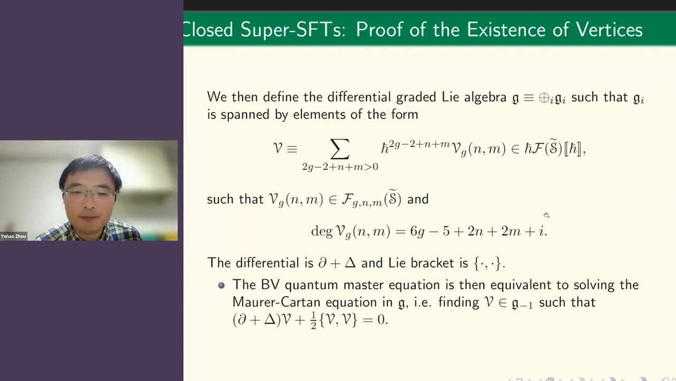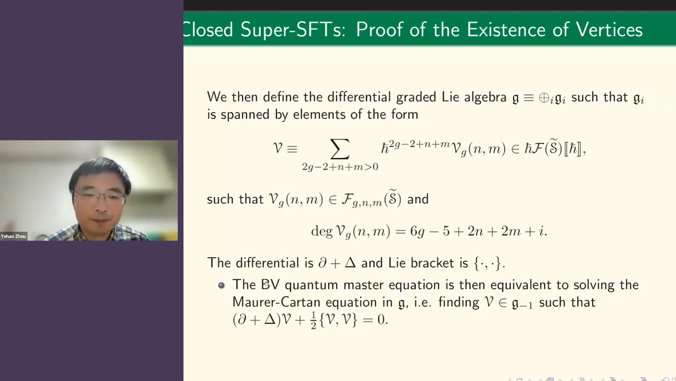In other words, what we are looking for is a solution of the quantum master equation. This lies in the homogeneous component G minus one, and if you plug in minus one, you get the right dimension. And there's the differential del plus delta, where del is the usual boundary operator of the chain complex, and delta is the self-sawing, and there's a Lie bracket, which is a pair of curve sawing.